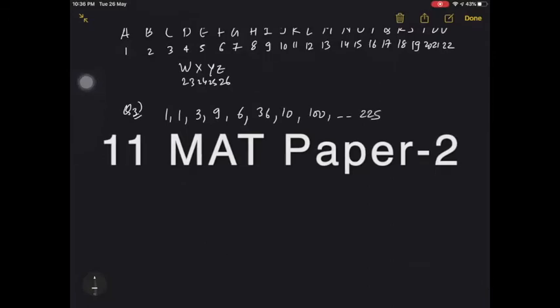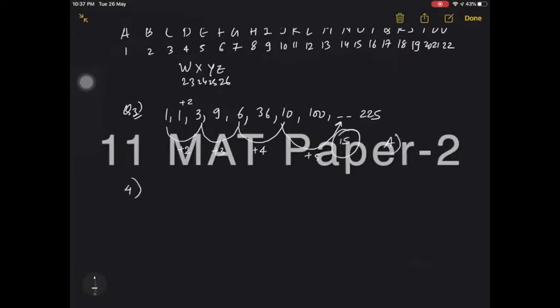What you can observe is it's a mixture of two series: 1, then 3, then 6, then 10. Then what is the number that we are expecting? Plus 2, plus 3, plus 4, obviously plus 5, so the answer is 15. So A is the correct answer. Let's go for question number 4.